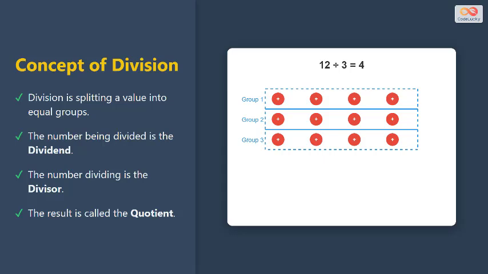Division is essentially the process of splitting a value into equal groups. In any division problem, we have three parts. The dividend is the number being divided. The divisor is the number you are dividing by. And the result is called the quotient. But what happens to the signs when we divide positive and negative numbers? Let's find out.